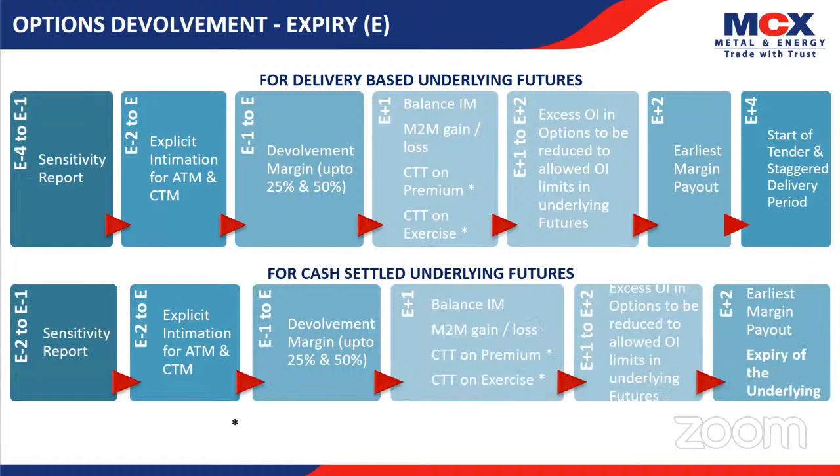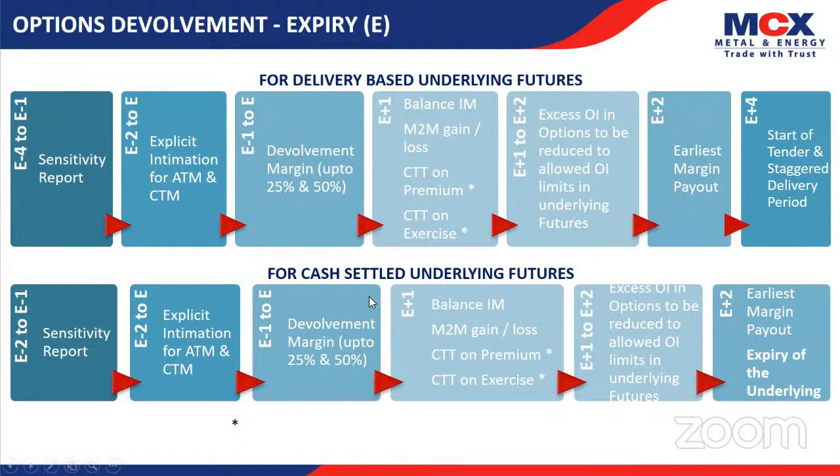Whereas, for cases wherein the underlying is a cash settled futures, that is in the case of crude oil and natural gas, 2 days prior to the expiry, the sensitivity report again comes. Based on the sensitivity reports, the situation is the same. E minus 1 day, at the start of the day, 25% of the futures margins will be levied for probable in-the-money positions, and on the last day, 50%. And once positions get devolved, the remaining percentage of margin will be charged on an E plus one basis. Exactly the same way.